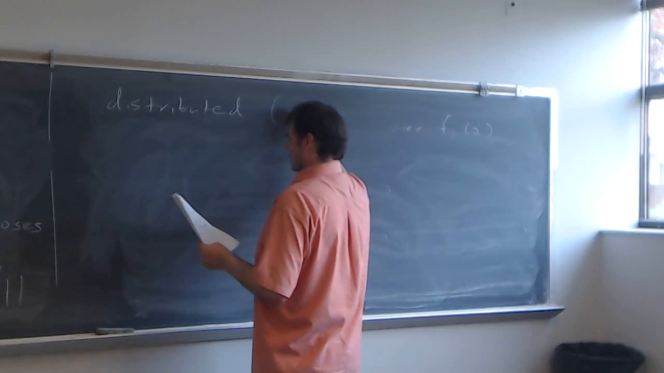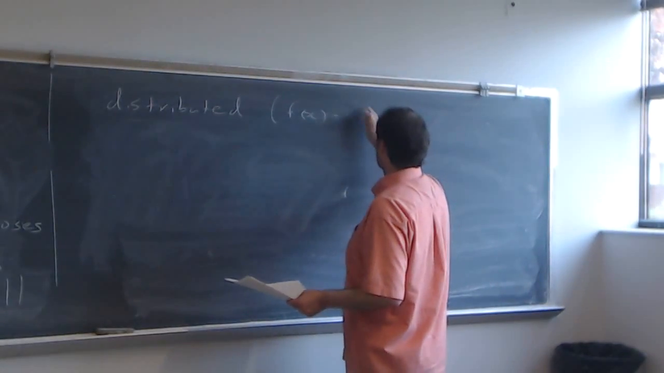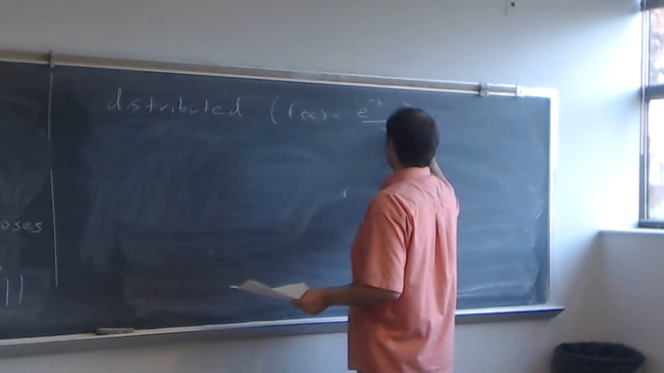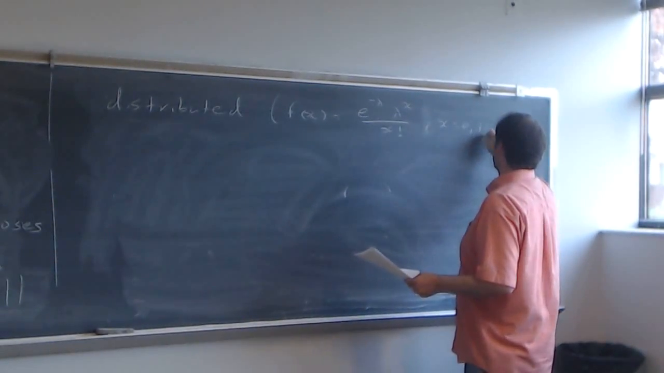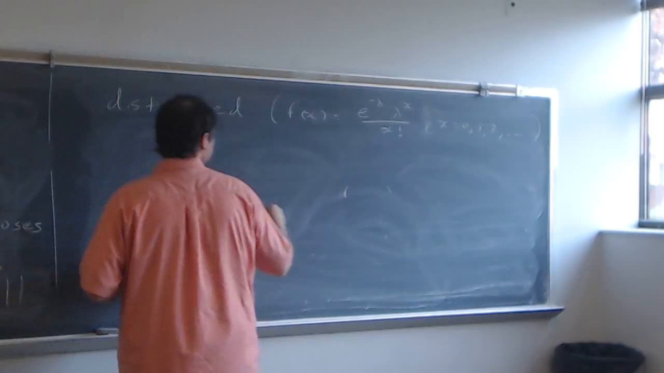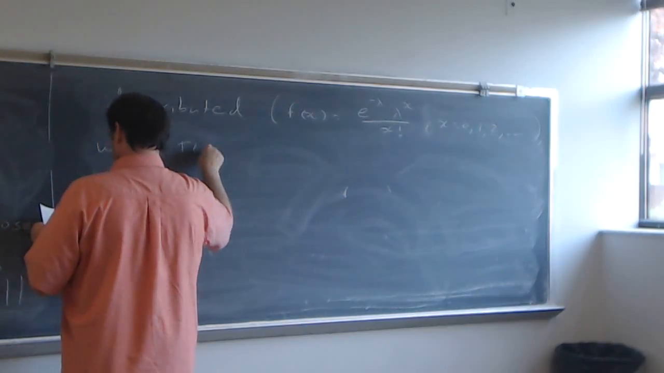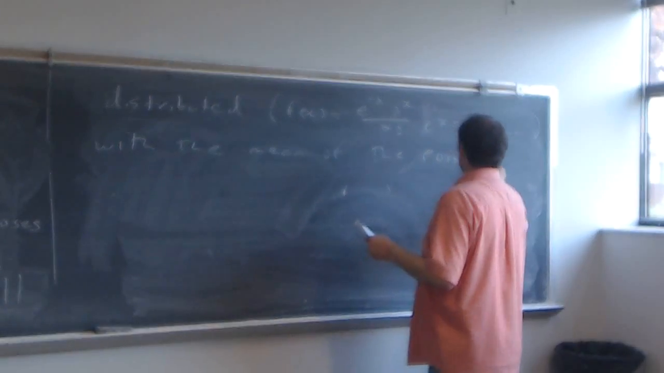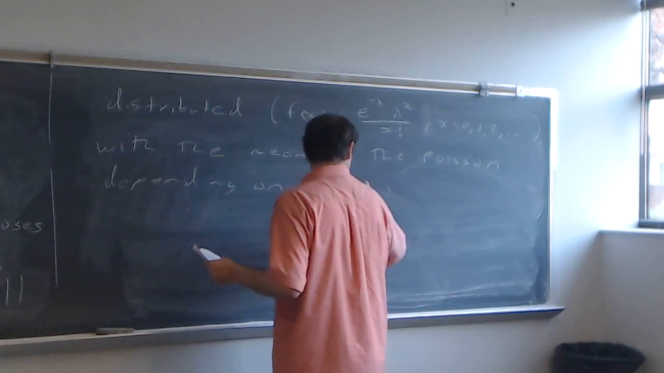So remember what that means. It says that the PMF f of x, so if X is Poisson, f of x equals e to the minus lambda times lambda to the x over x factorial. Remember that was its PMF. And of course, x ran from 0, 1 to forever. With the mean of the Poisson depending on the policyholder.